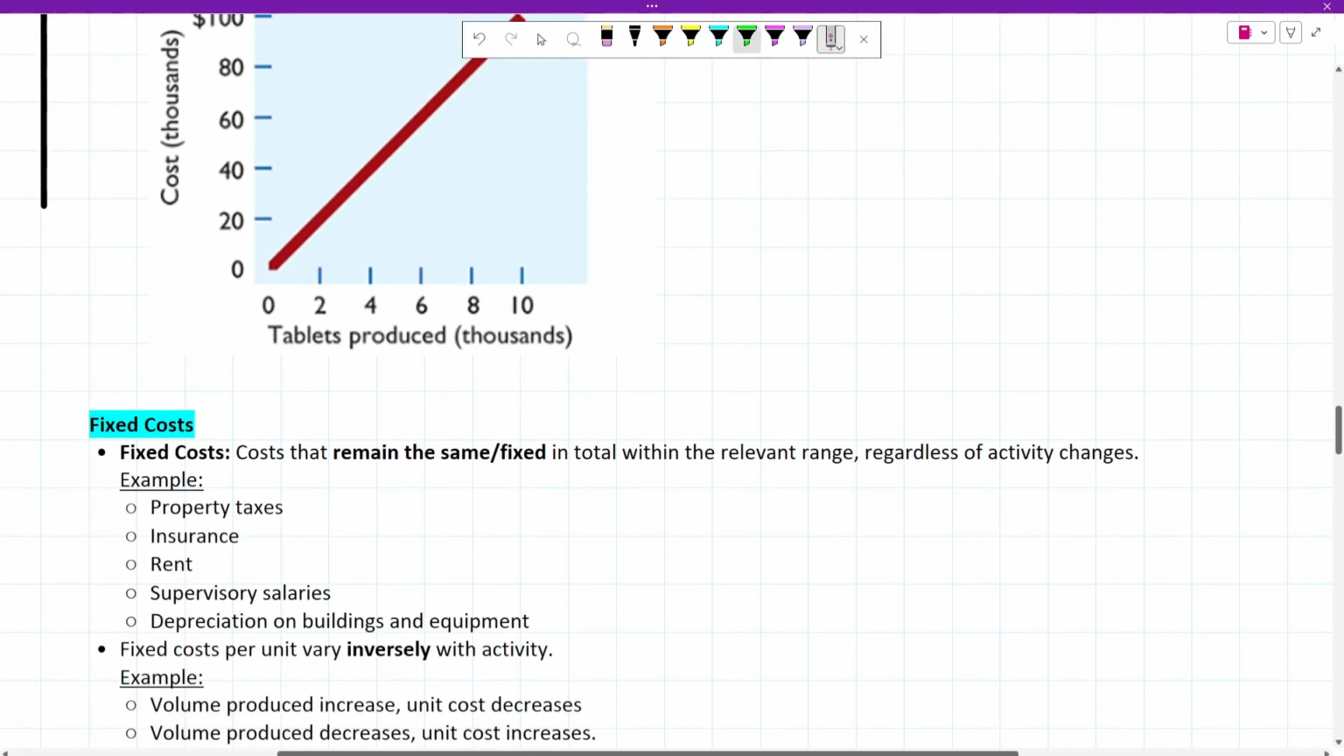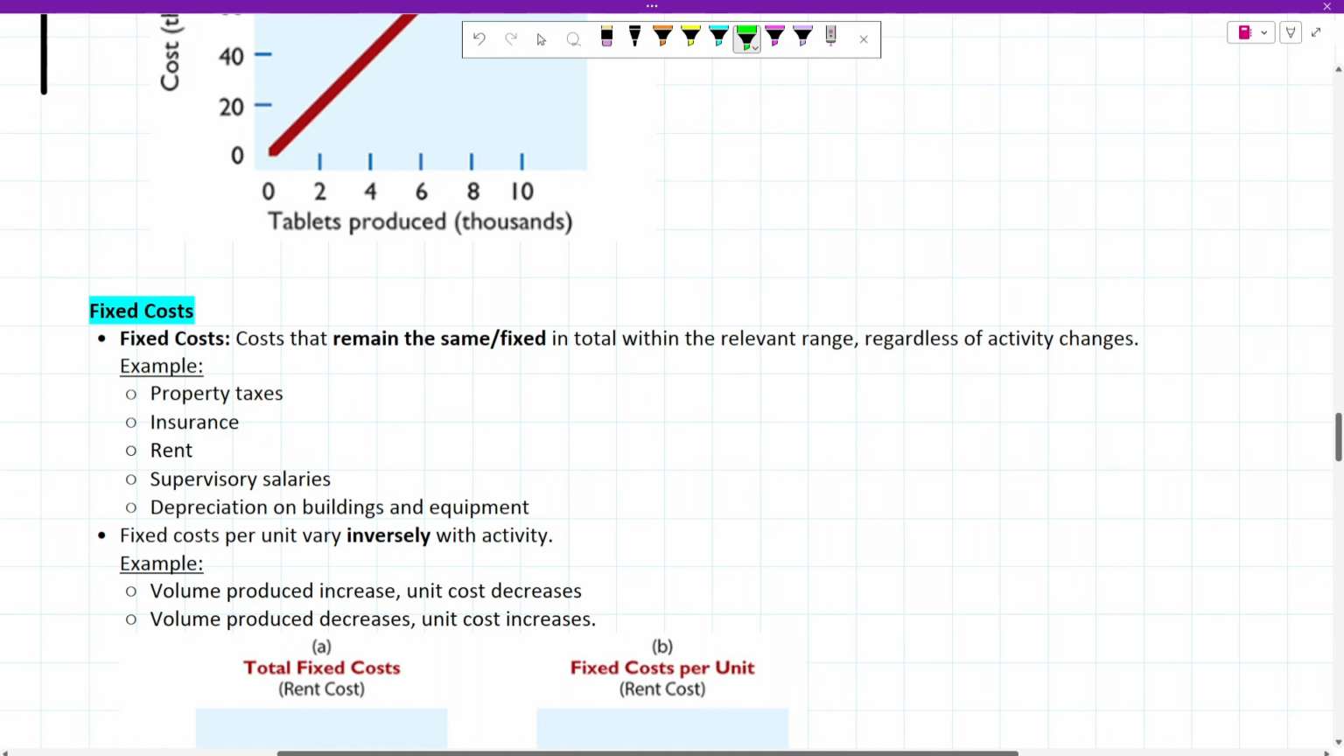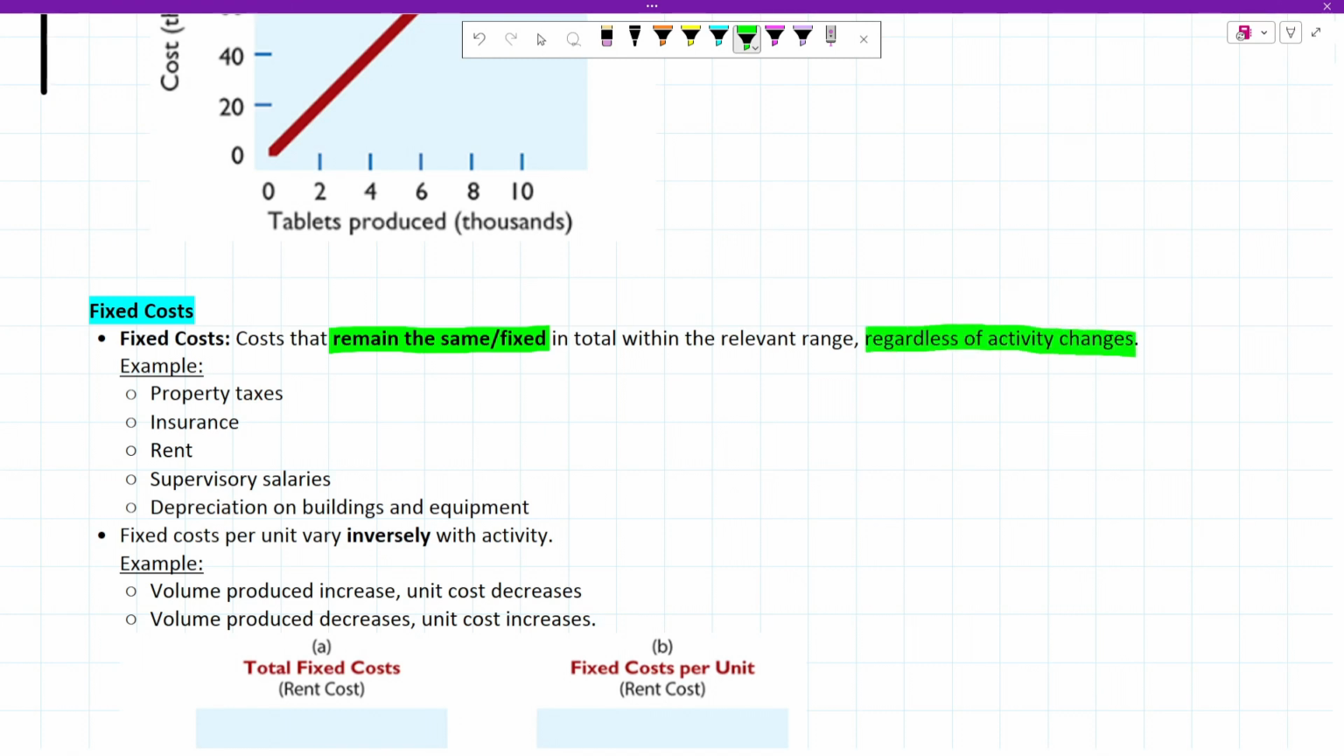All right, so fixed costs are costs that remain the same or fixed in total within the relevant range, regardless of activity changes. So an example of this is property taxes, insurance, rent, supervisory salaries, depreciation on buildings and equipment. So regardless of our activity changes, our depreciation on our buildings and equipment will always be the same throughout the years. Our rent for a whole year should be the same, and depending on if we use it or not, rent will always equal the same.